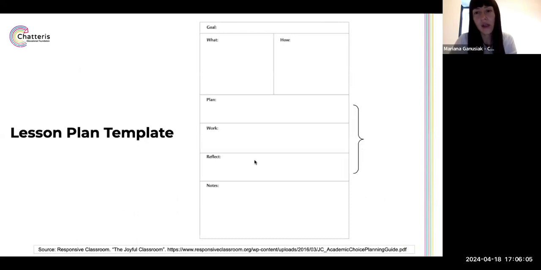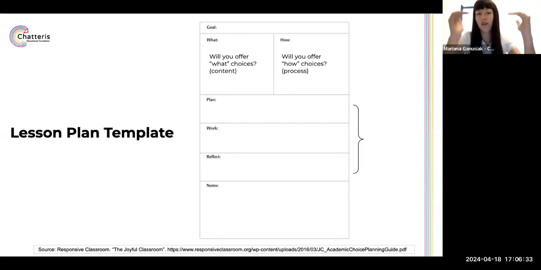All right, and now we're going to look at a lesson structure. So here is a simple lesson template that you could use to incorporate the academic choice strategy. Of course, it all starts with the lesson objective on the top, but then you should include any content choices, if you have any, process choices, if you have any, and then you have the plan, work, and reflect sections.